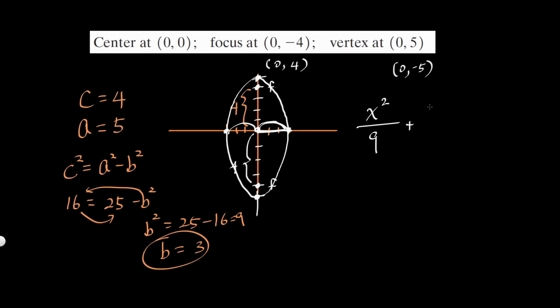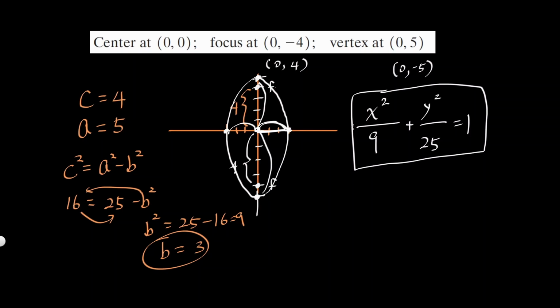And ellipse is always plus. Now y, since the center is 0, 0, it's y squared again over what we went up 5 and down 5. So you need to square that, 25, set it equal to 1. So this is our standard equation for this ellipse.